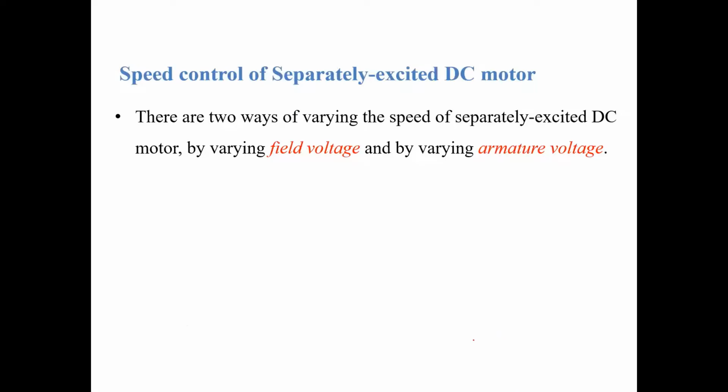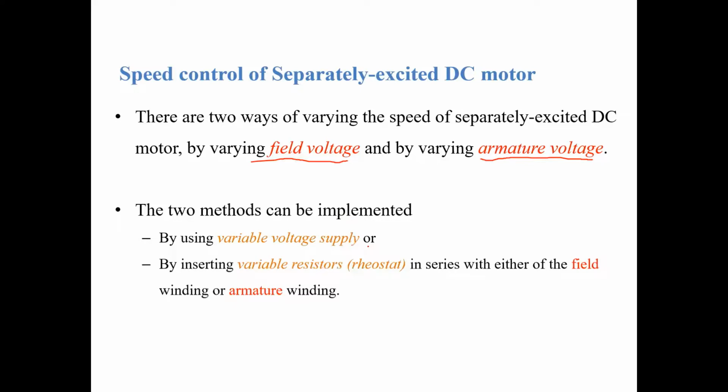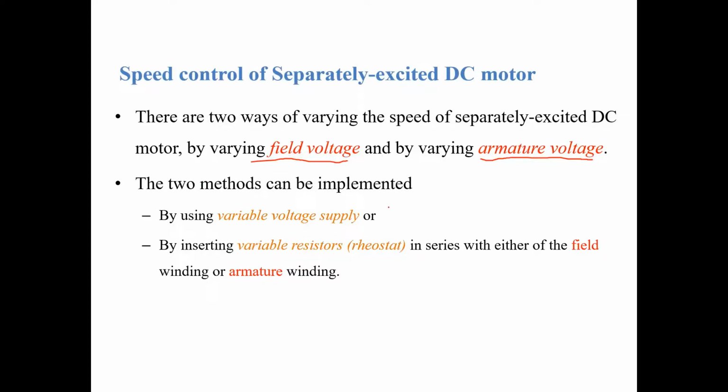So generally, there are two ways of varying the speed in a DC motor. These are either varying the field voltage, or varying the armature voltage or armature parameters. This can be implemented in two ways. The first one is to vary the voltage. We have to use a variable voltage source like an auto transformer. This is one possibility.